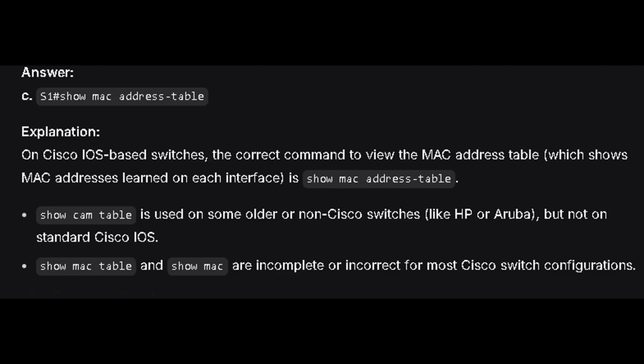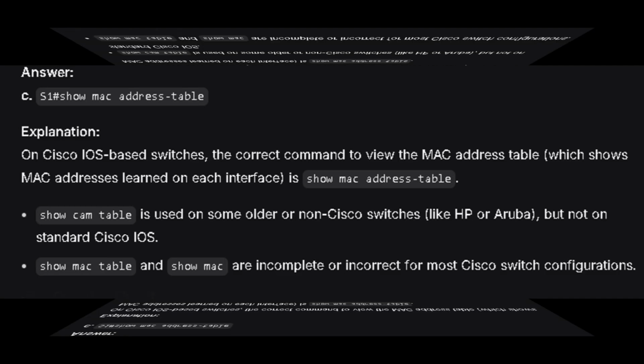Explanation. On Cisco IOS-based switches, the correct command to view the MAC address table, which shows MAC addresses learned on each interface, is show MAC address table. Show cam table is used on some older or non-Cisco switches, like HP or Aruba, but not on standard Cisco IOS. Show MAC table and show MAC are incomplete or incorrect for most Cisco switch configurations.